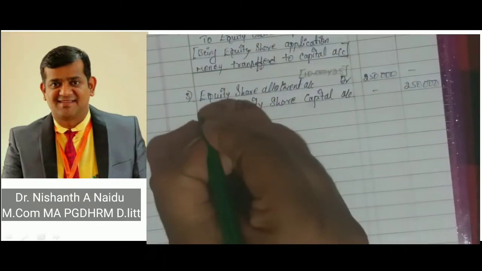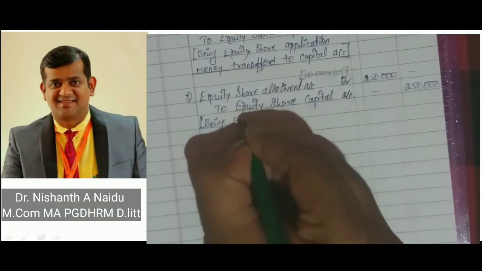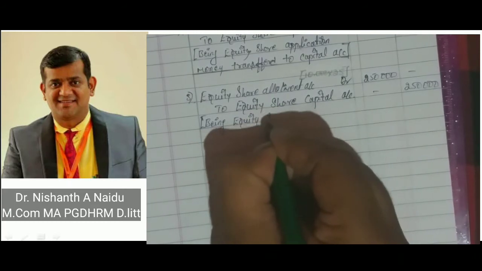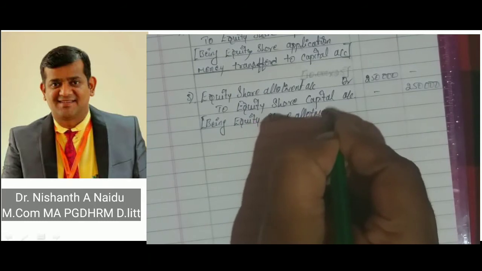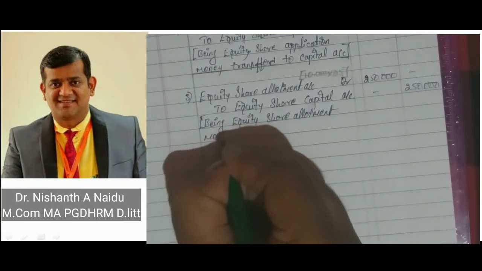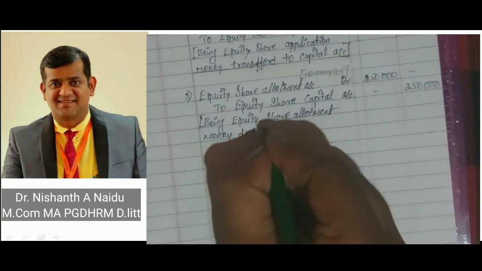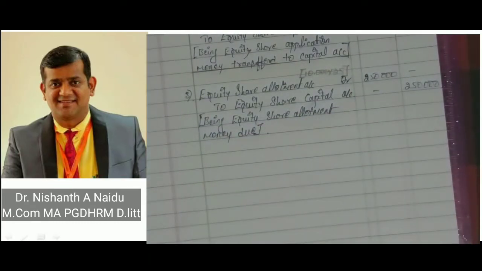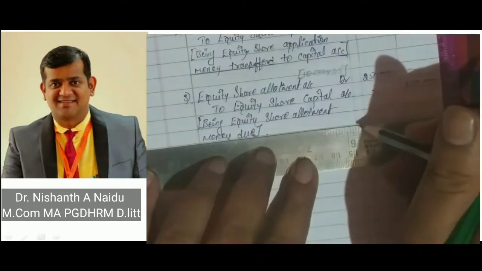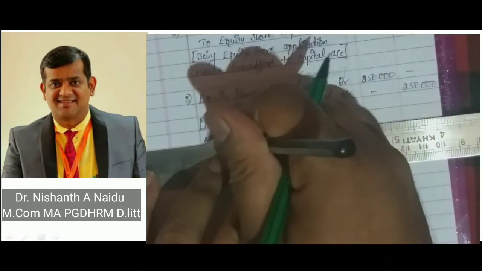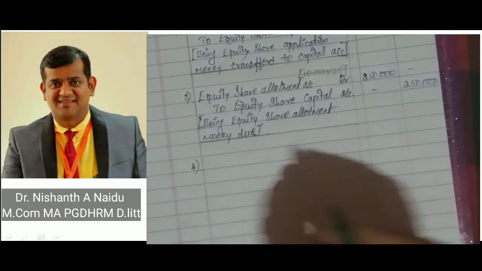Okay. So 2,50,000, 2,50,000. So the narration being equity share allotment money due. Equity share allotment money due. Okay, so I'm done with the due entry. So I'm closing this column now. Okay, so next I'm further moving to the receive entry of this due. So fourth entry is going to be a receive entry.